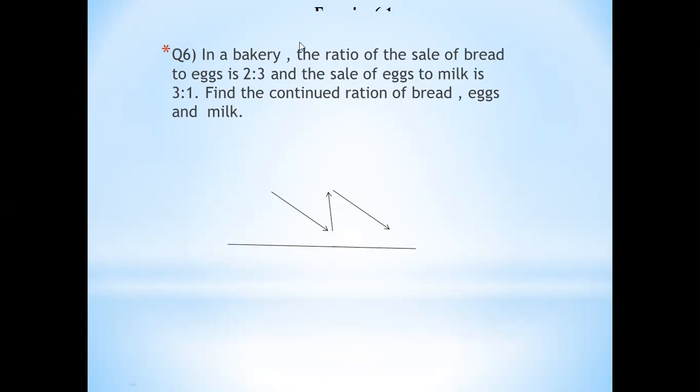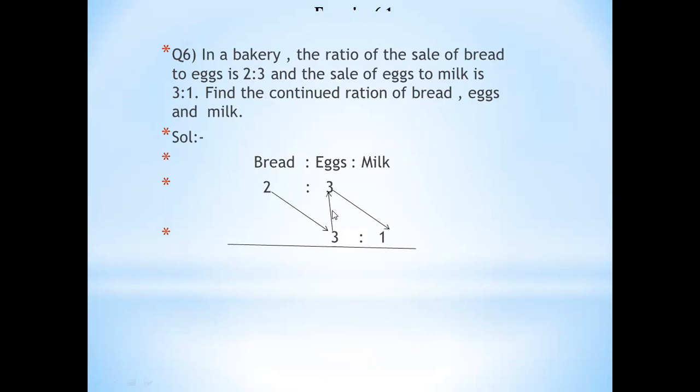Look, in a bakery, the ratio of the sale of bread to the egg is 2 ratio 3, and the sale of eggs to milk is 3 ratio 1. So which one is repeated? Eggs are repeated. So eggs, you write in the middle when you find the continued ratio. So how can you write it? Bread ratio eggs ratio milk. Why eggs in the middle? Because eggs is repeated in both ratios. So look, bread to egg: bread is 2, so you write 2. Eggs is 3, so you write 3. Then in the next, eggs to milk: eggs 3 and milk 1.